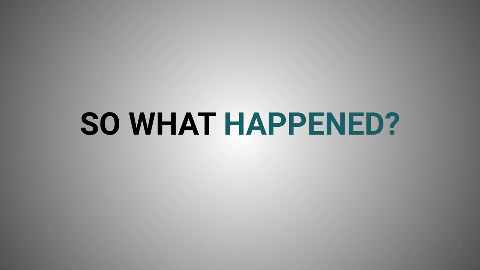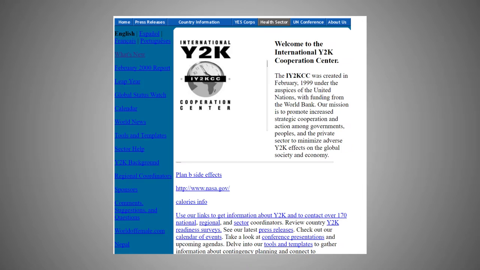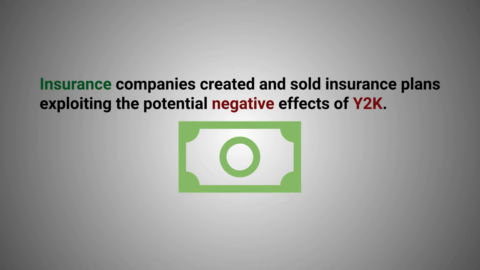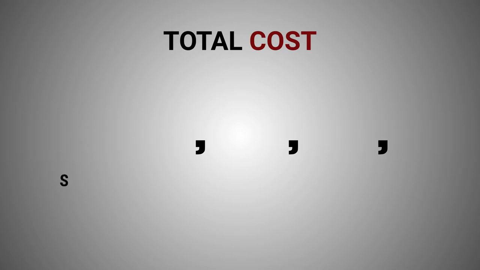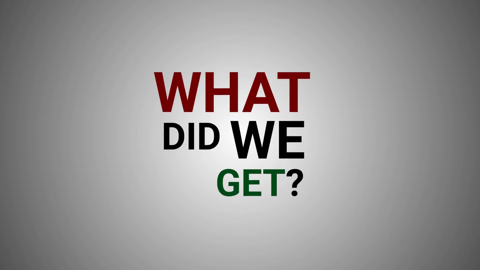So what happened? In 1998, the United States government passed the Year 2000 Information and Readiness Disclosure Act in order to prevent the havoc from the computer software problems. An international Y2K cooperation center was established and joined by more than 120 countries. This global cooperation set about to discuss ways to minimize adverse Y2K effects. Insurance companies created and sold insurance plans exploiting the potential negative effects of Y2K. And the total cost for all this preparation? A whopping $413 billion.